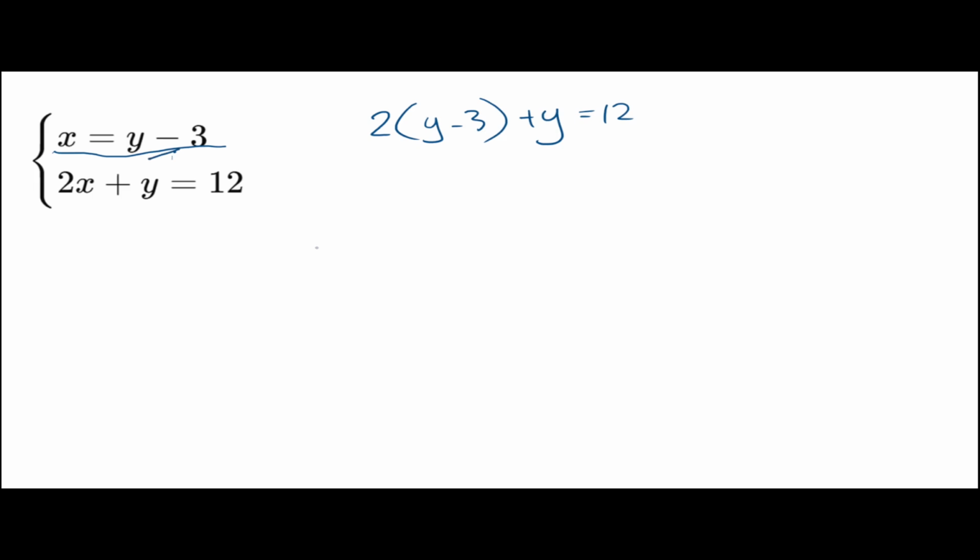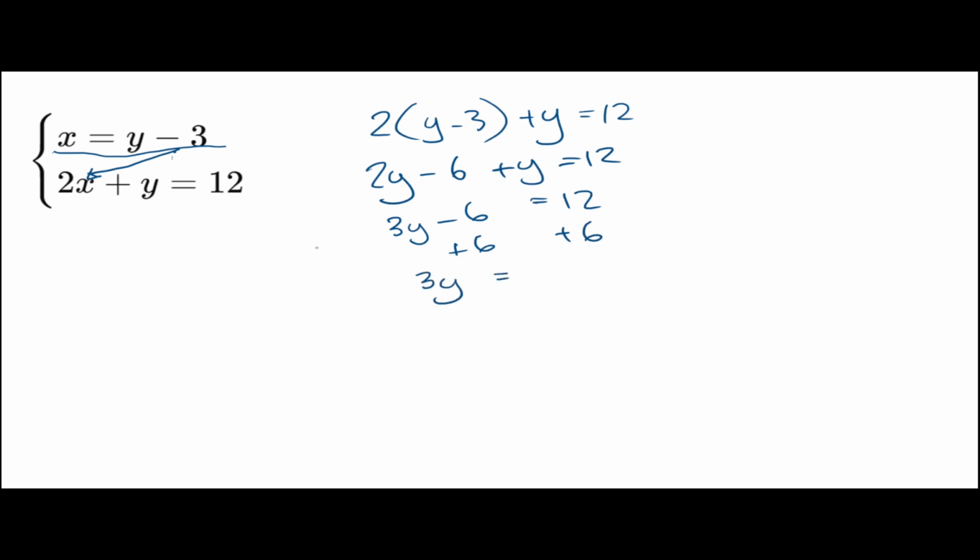I substituted that where we had the x into this whole equation. So now I want to get rid of that bracket, so 2 times y is 2y, 2 times negative 3 is negative 6, plus y equals 12. Collect up these y's, so 2y plus 1y is 3y's, minus 6 is 12. I want to add 6 to both sides. 3y equals 18. And now I want to divide both sides by 3. So y is 6.